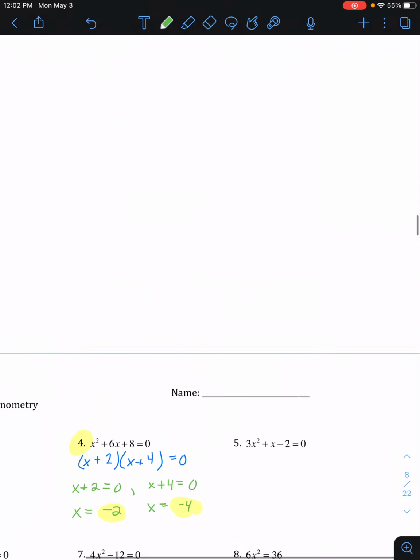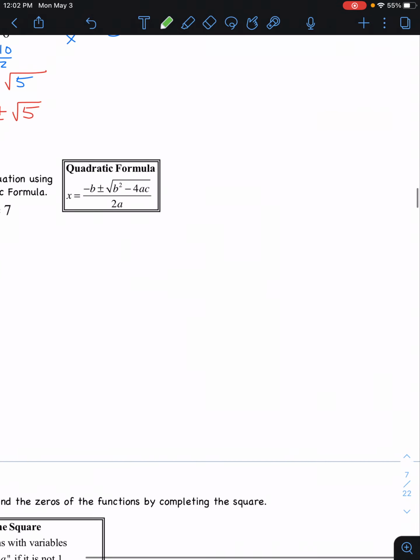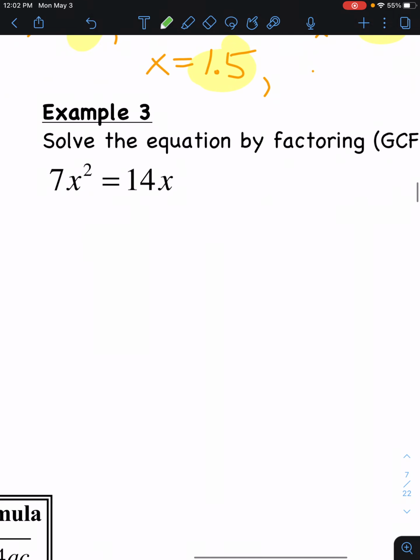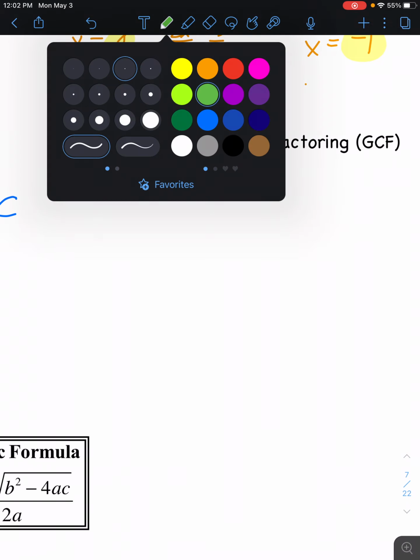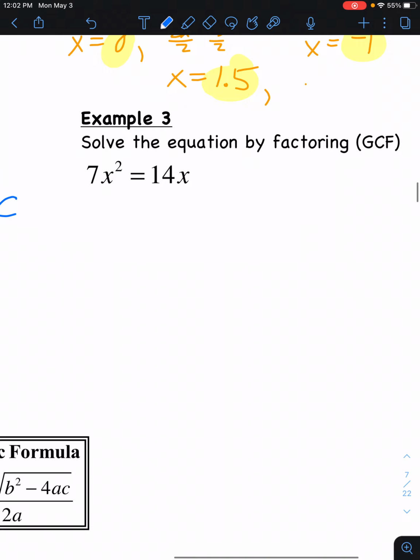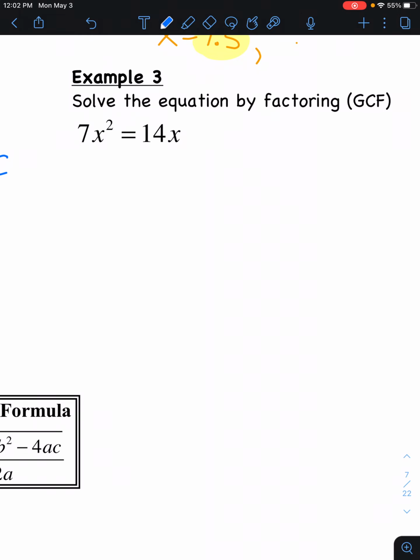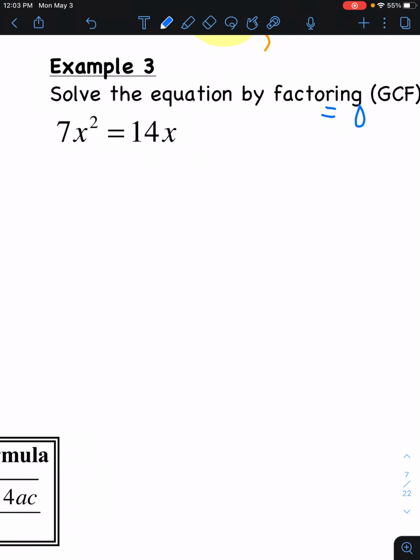All right, let's go up and do the last one up here. The last one for my lesson today. Example 3. We're going to solve this equation by factoring. Again, notice I cannot do the square root method because I have an x term here. So we got to think back to factoring. Now factoring, again, we want it to be equal to 0. So let's subtract 14x to move it over to the left side.